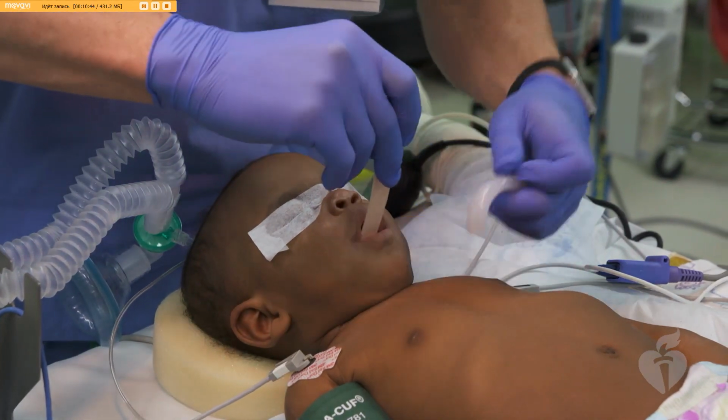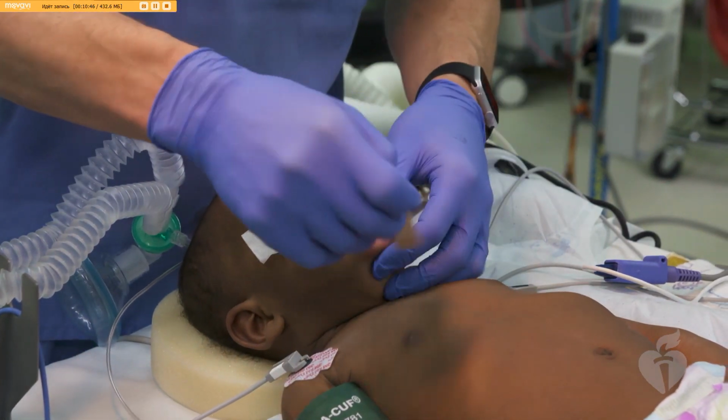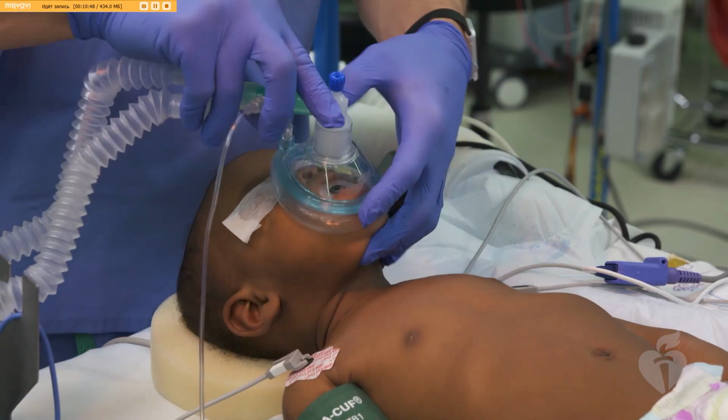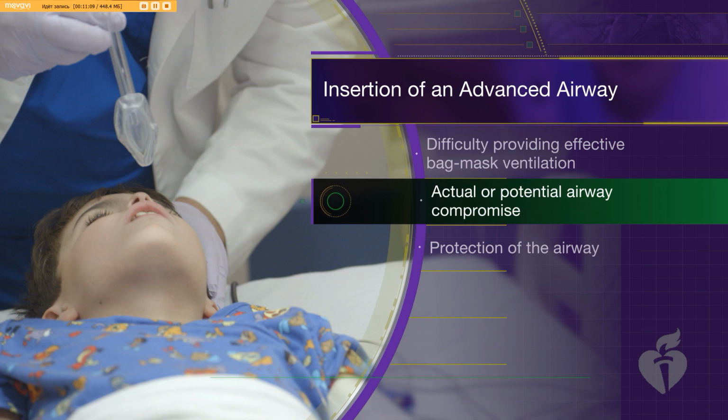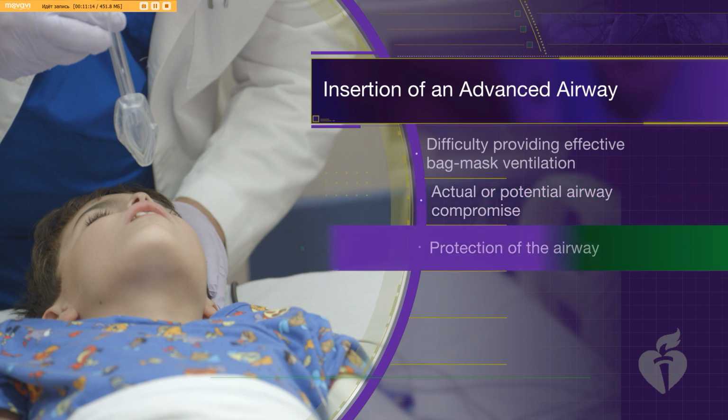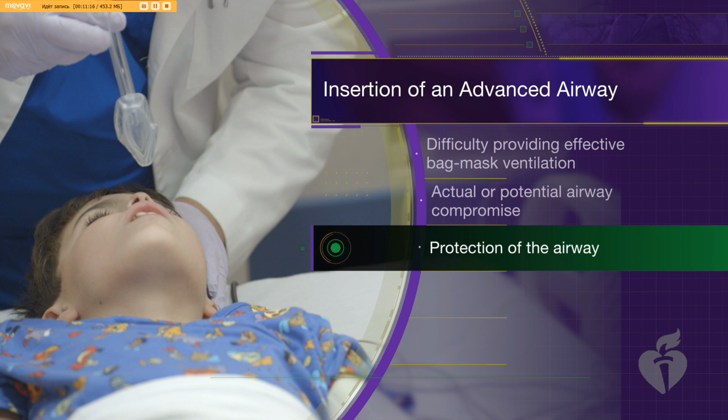One technique to facilitate insertion of the oral pharyngeal airway is to use a tongue blade to depress the tongue. The oral airway should not be used in conscious, responsive children. It'll likely cause a gag reflex and vomiting. Often, an oral airway will not provide sufficient airway support, and you'll need to insert an advanced airway. For example, if it's difficult to provide effective bag mask ventilation, if the patient has actual or potential airway compromise, particularly with long transport times, or if you need to protect the airway.